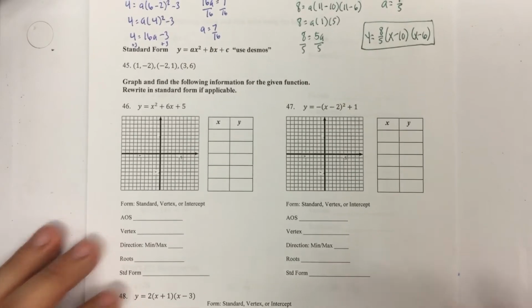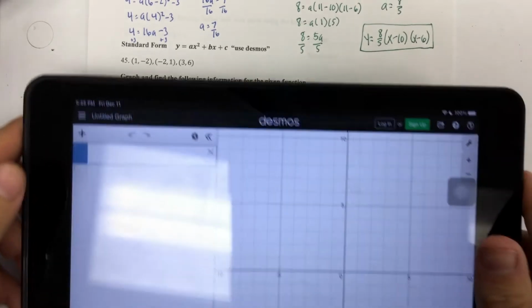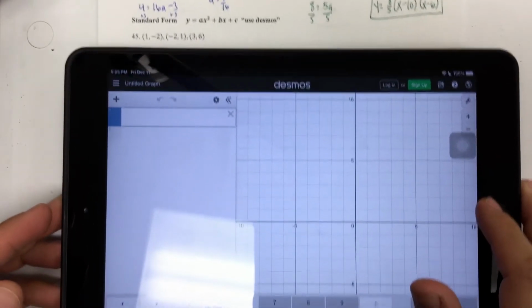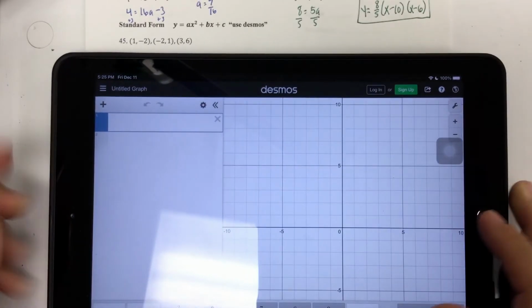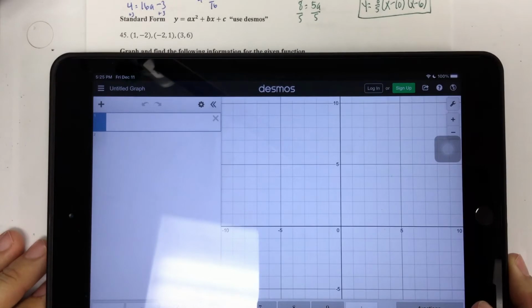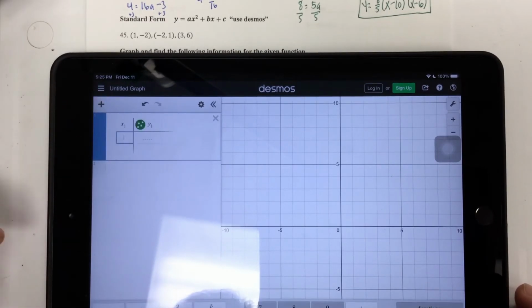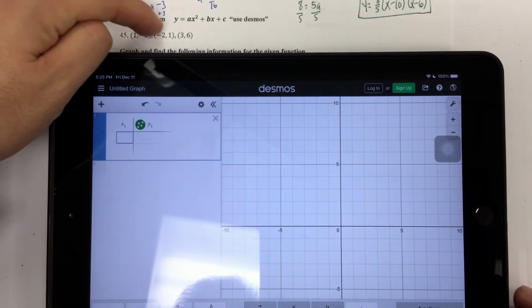All right, for standard form, we're going to go ahead and put this into Desmos. So I'm sorry, there's a little bit of a glare there. Let's put it right there. So there's our standard form, and it does say to use Desmos. So you have your graph open here. First, you're going to hit plus, and you're going to enter in the table. And you're going to plug in the x value. So I see x is 1, -2, and 3.